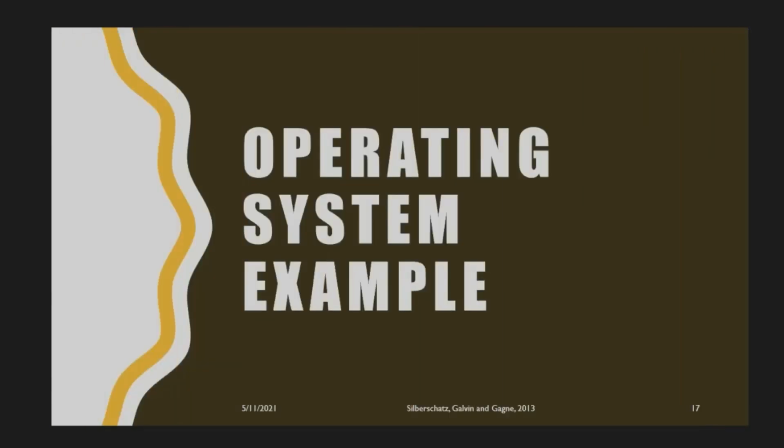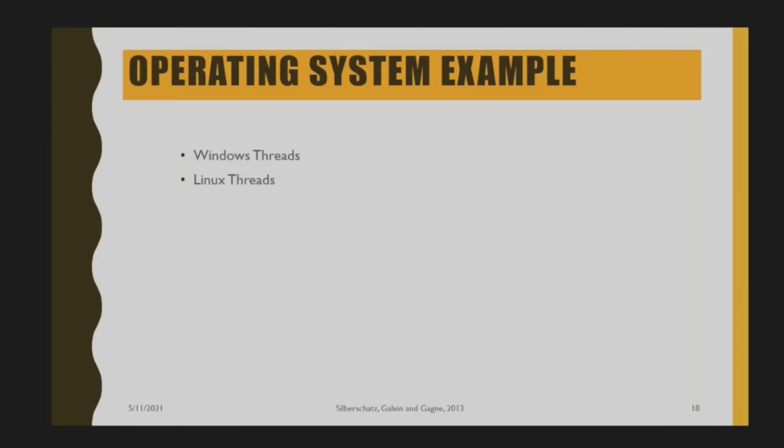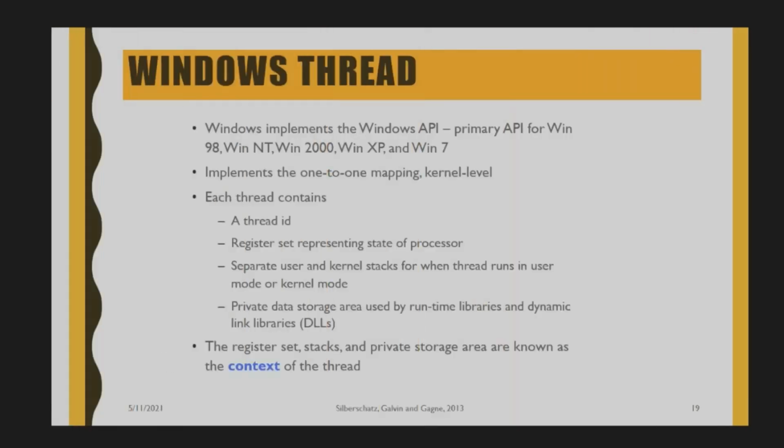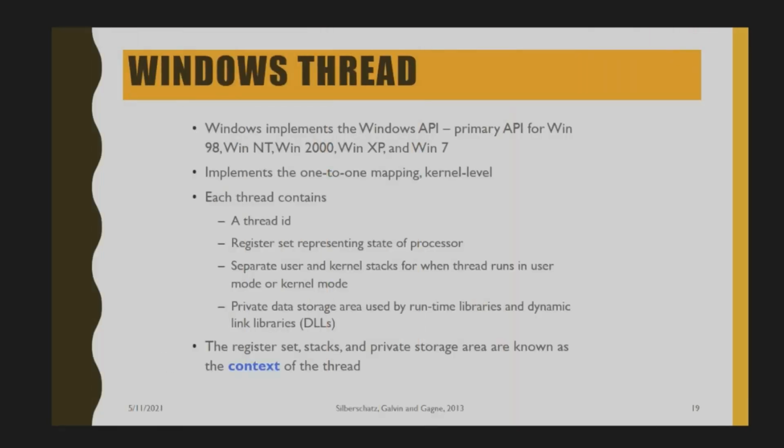Okay, the next part we go through the operating system example. We have Windows threads and Linux threads. First we look at Windows threads. Windows threads are implemented in the Windows API, the primary API for Windows 98, Windows NT, Windows 2000, Windows XP, and Windows 7. The implementation is a one-to-one mapping to the kernel, so the model being used is one-to-one.